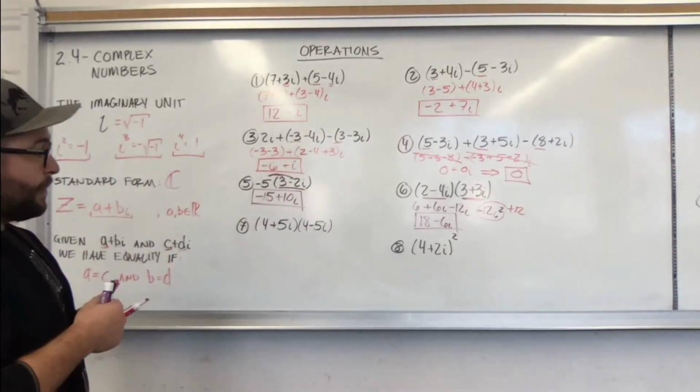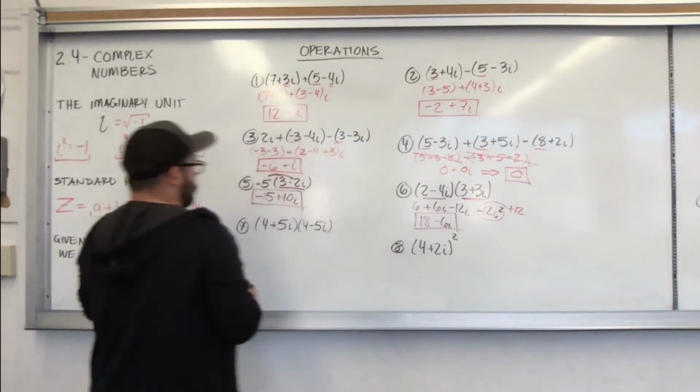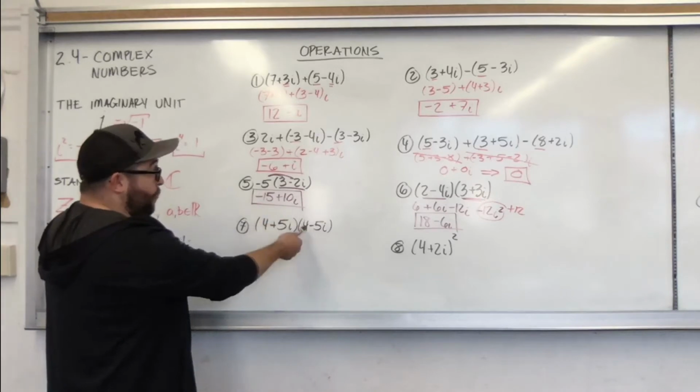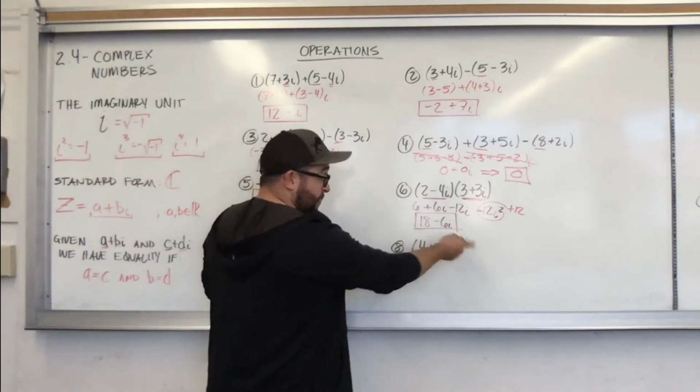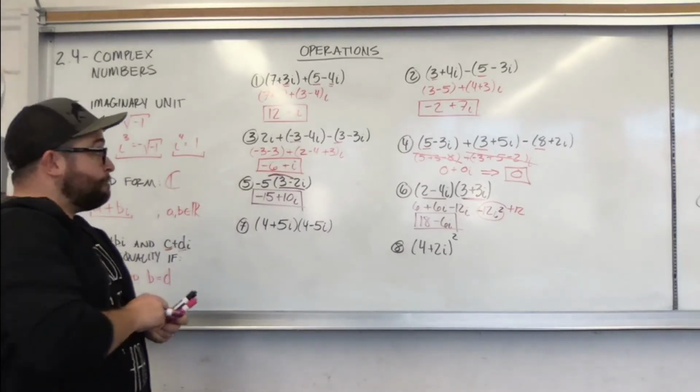So keeping that in mind, I want you guys to give 7 and 8 a try and see what you get for that. So give it a pause. Same thing, we're going to FOIL. For number 8, you can kind of think of it the same way. We're just going to FOIL and see what you get. So give it a pause. Take a second to do it.